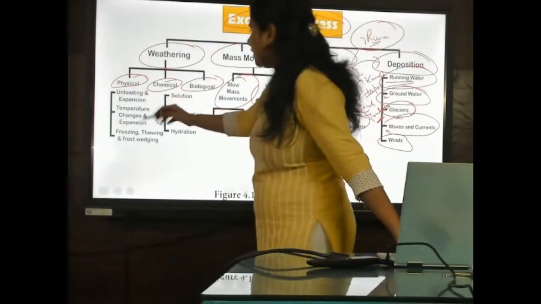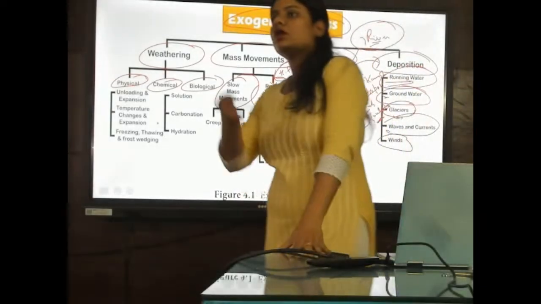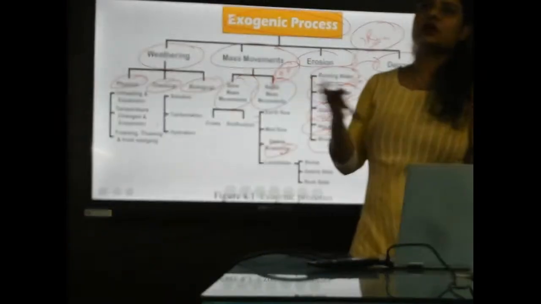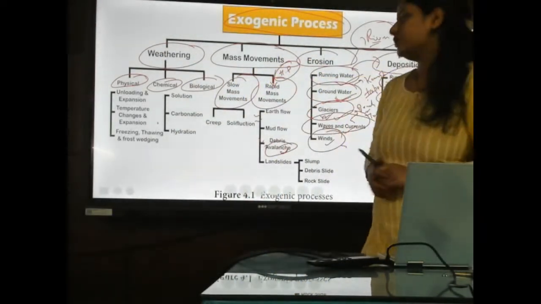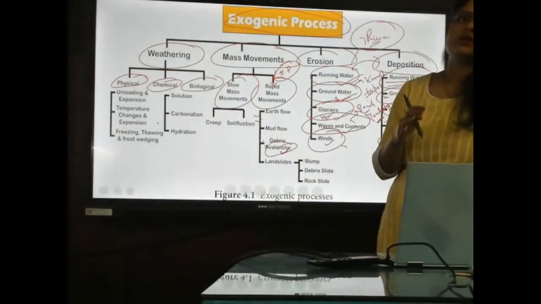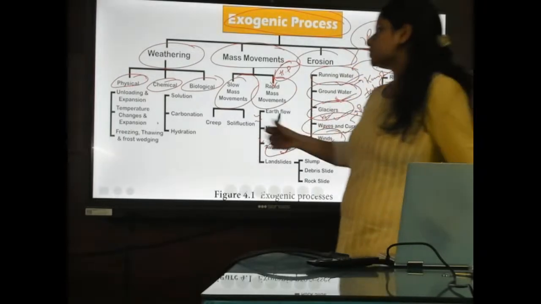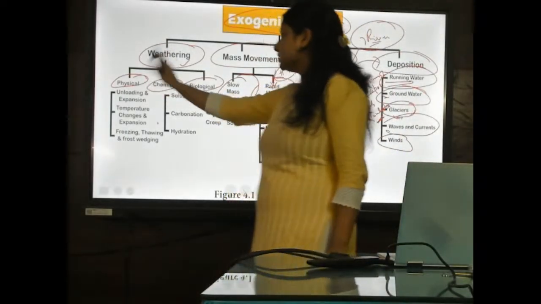Then weathering: you have physical, chemical and biological. Some plants, when they grow on the rocks, the rocks will get divided into different parts. Then continuously if water is pouring on one particular rock, what will happen to that rock? It will get eroded. So that is called weathering. Then these things are there.